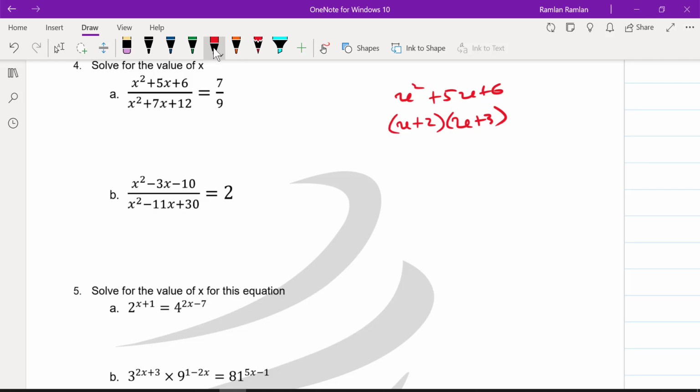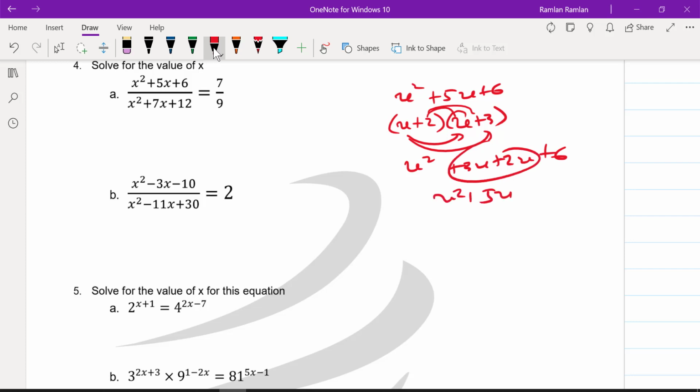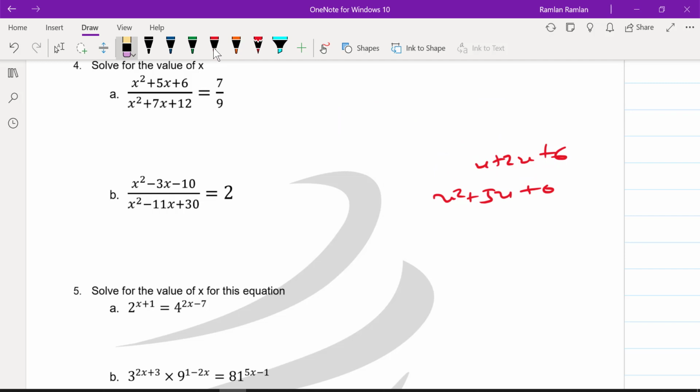Because if we do it the other way around, we can use the FOIL method. x times x is x squared, and this is plus 3x, and then this is plus 2x, and then this is plus 6. Okay, 3x plus 2x is 5x, and then you will get the same exact form, right? So if you still don't remember, please open your notebook and try to learn how to factorize.